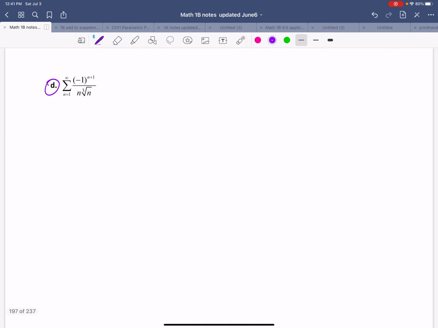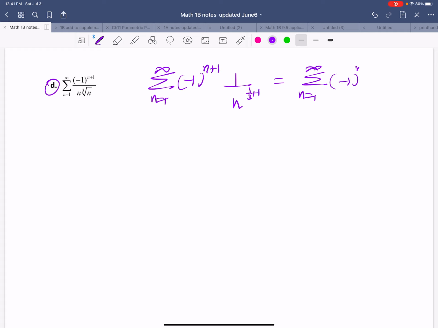Let's see one more example. Negative 1 to the power n plus 1 over n cube root of n. Okay, so I'm going to rewrite the series. Negative 1 to the power n plus 1 times 1 over n to the power 1/3 plus 1, with n from 1 to infinity, which is negative 1 to the power n plus 1, 1 over n to the power 4 over 3. Okay, so that's the series I'm looking at.